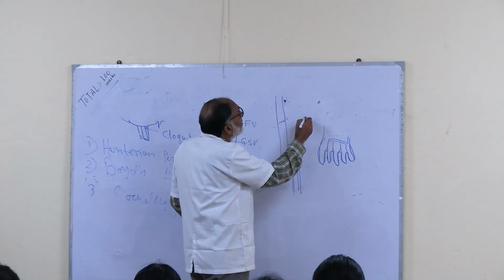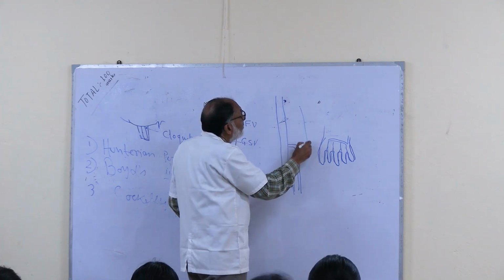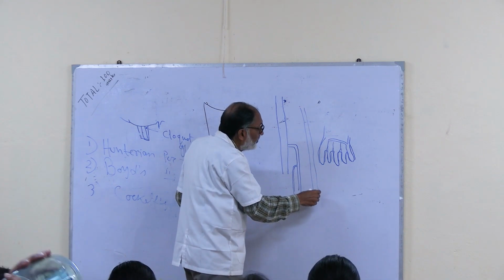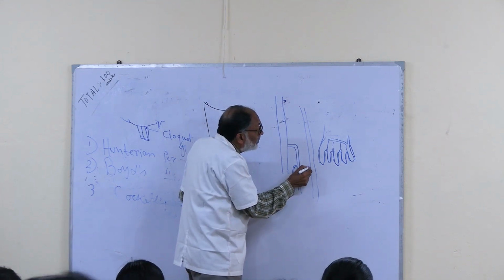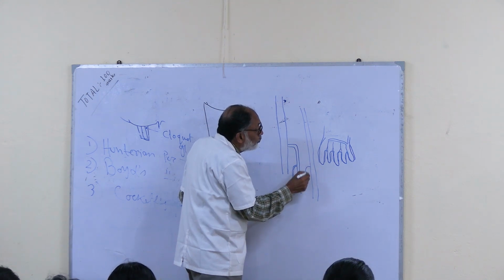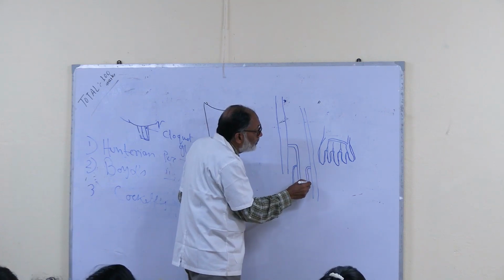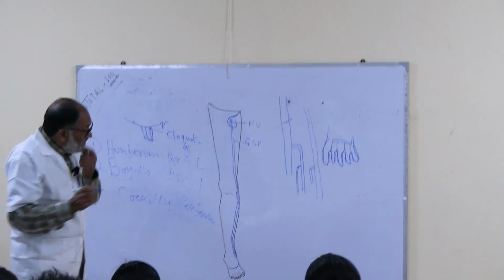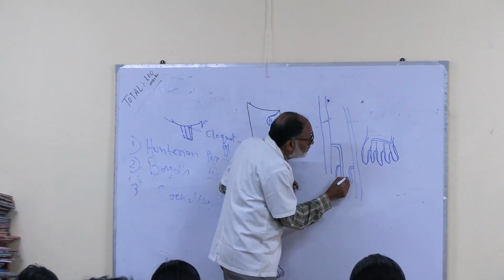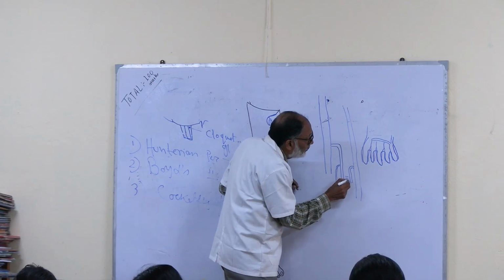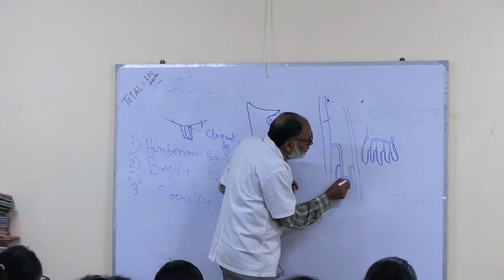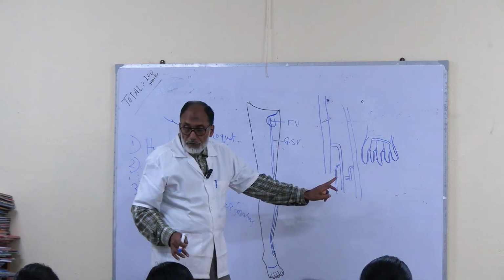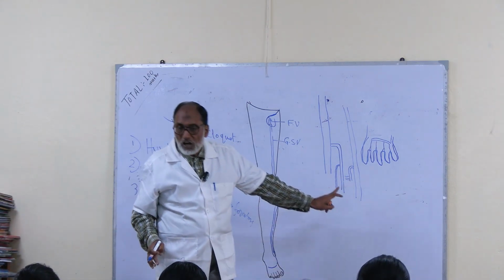Here I am drawing the great saphenous vein. Here you will get another vein that is called the posterior arch vein. I have already told you there are 3 perforators around the ankle. Suppose 1, 2, 3. These 3 perforators drain into the posterior arch vein. These 3 perforators will join the posterior arch vein.